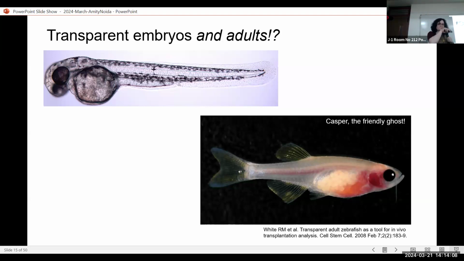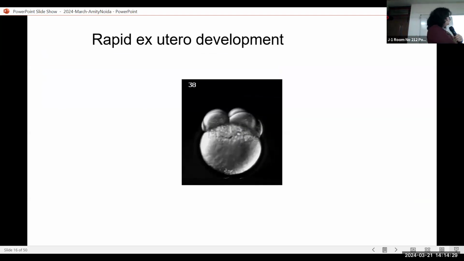And this animal was used initially to look at cancer metastasis. So you could actually inject tumor cells into the adult fish, and after a while, you can observe where these cells are migrating to in a live adult fish, right? So these are the great things that you can do using live animals.